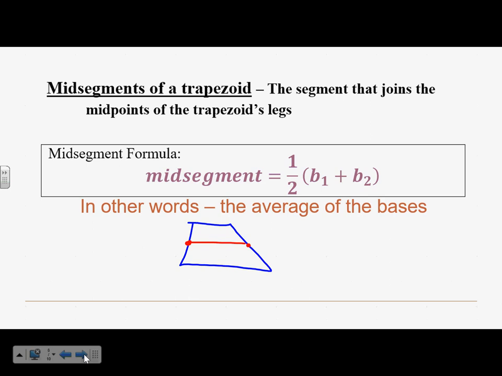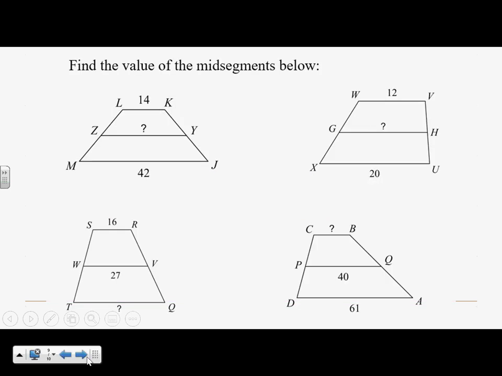Now the formula to find the length of that midsegment is 1/2 (base 1 plus base 2). A lot of times I do it this way instead: base 1 plus base 2 divided by 2. But really you're just finding the average of the bases. So it's the midpoint of the two legs, but the average of the bases is how you can find the length. So we have a couple of these that we're going to be finding.